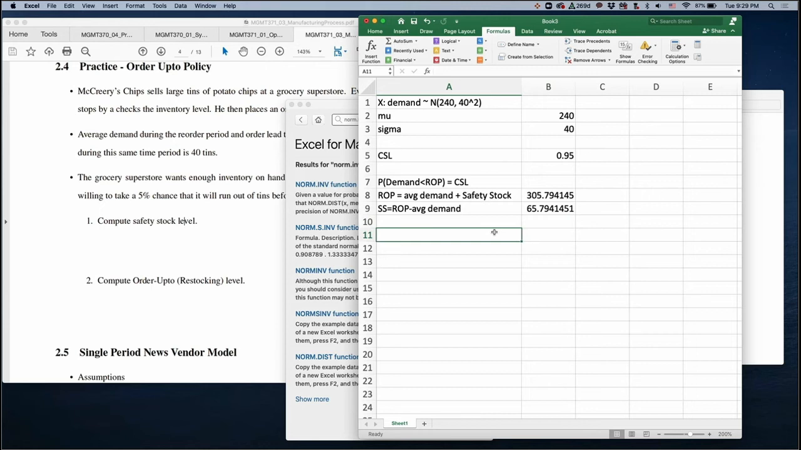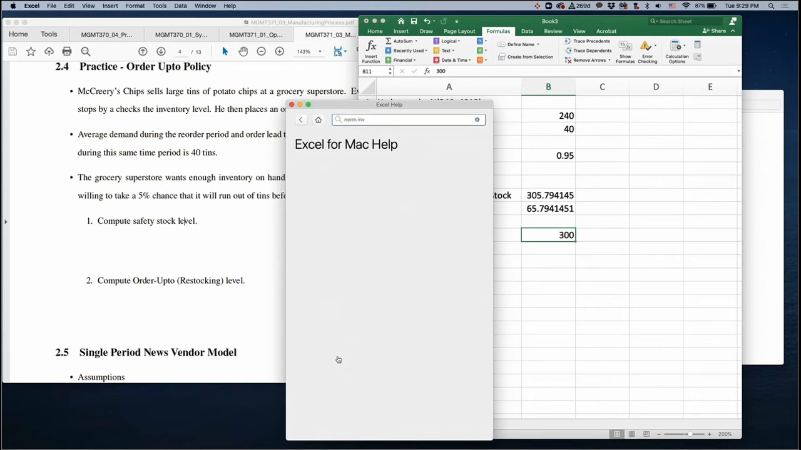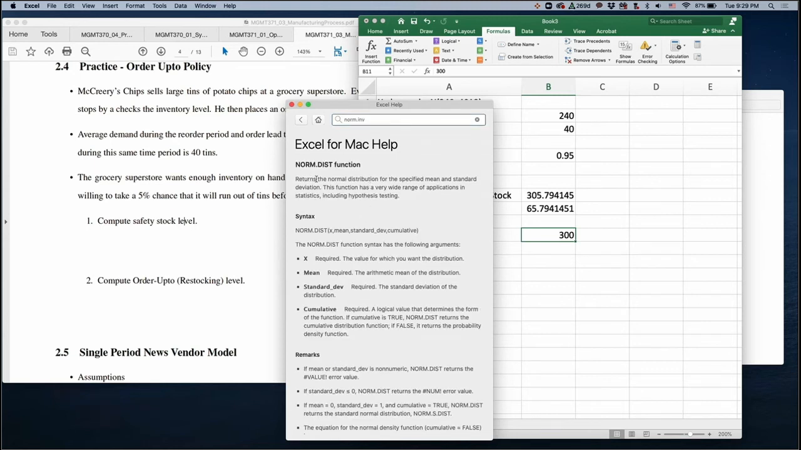In this case, we have a customer service level and we decide the ROP. In some other business cases, you decide your ROP first. For example, your ROP can be 300 or 310, whatever number. Then we have X, so how can you compute the probability from the normal distribution? Use the NORM.DIST function, which returns the normal distribution probability for a specified mean and standard deviation. You just plug in X, mu, standard deviation, and cumulative.